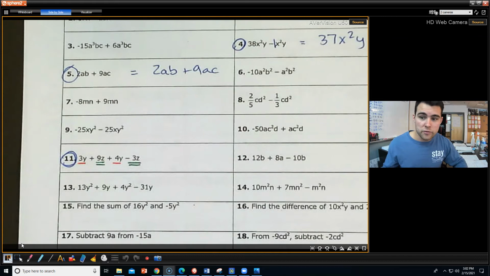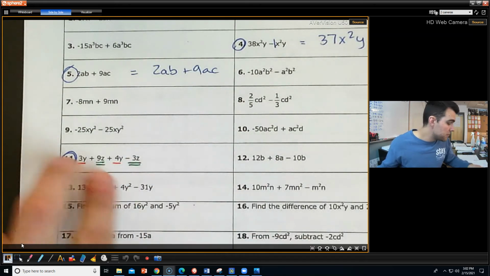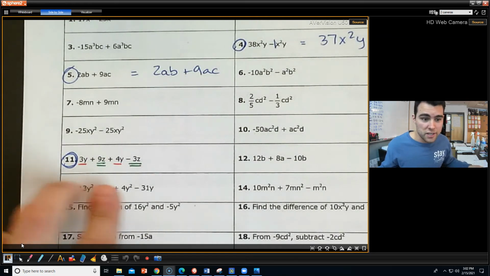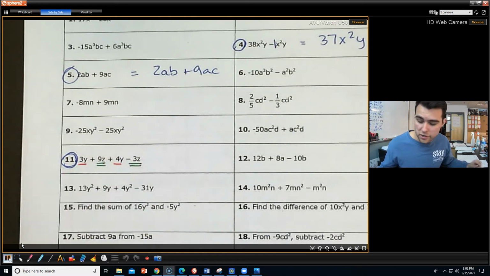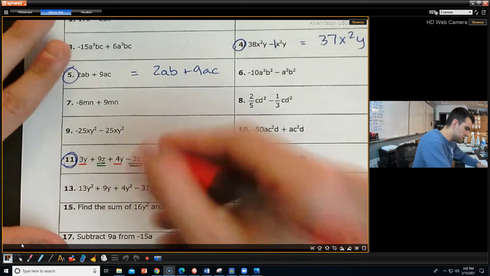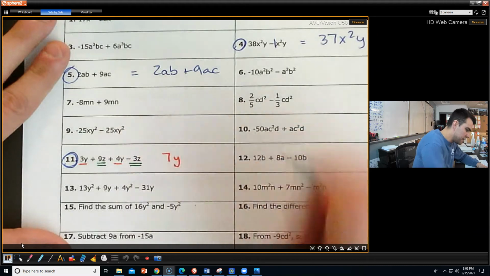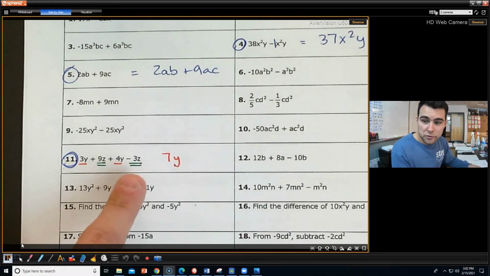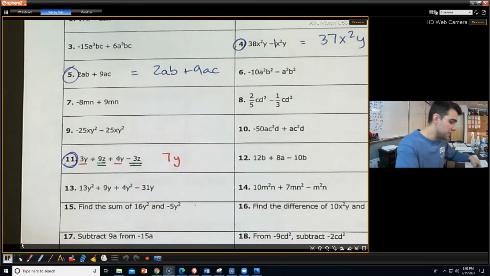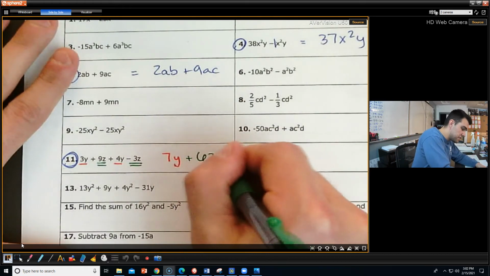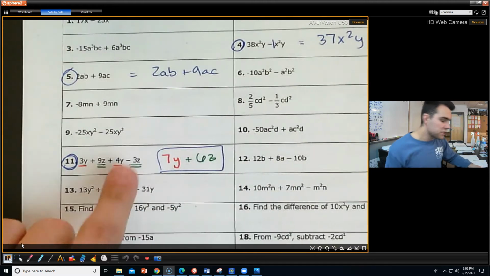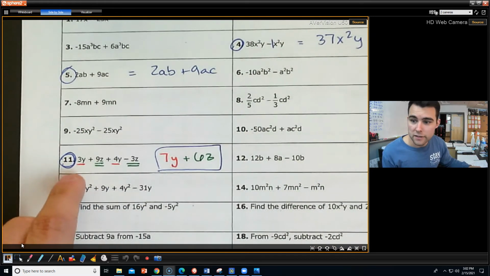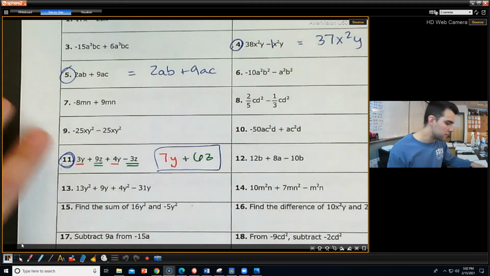So I'm going to combine the numbers out in front, the coefficients, the 3 and the 4, those are the coefficients. I'm going to combine those because they have the same variable and exponent. So 3 plus 4 is 7. I'll have 7y. And then 9z minus 3z. 9 minus 3 is 6z. So this is plus 6z. And that would be my answer. So watch your signs out in front because they do matter. They absolutely do matter. All right?